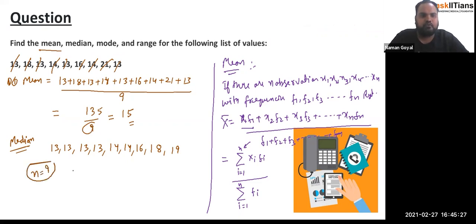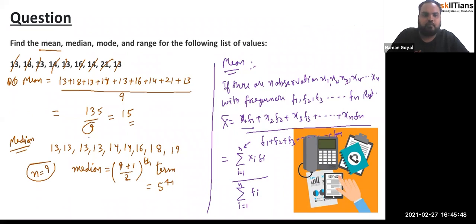As you know, the number of terms is odd, 9, and the value of n is 9. So the median is what? Median is the (n plus 1) by 2-th term. Yes or no? So it means the 5th term is the median. So if you see, 1, 2, 3, 4, 5. So 14 is the median. So median is what? 14. Got it?